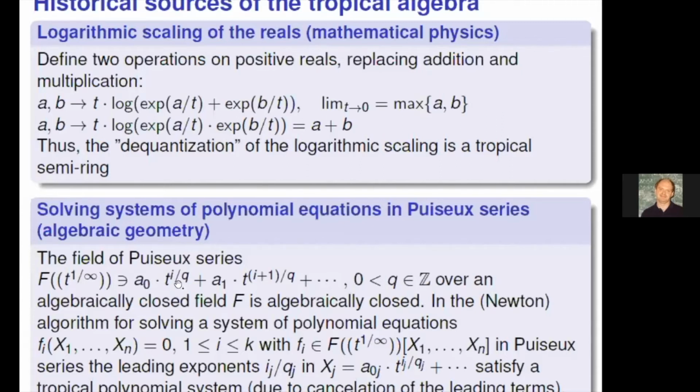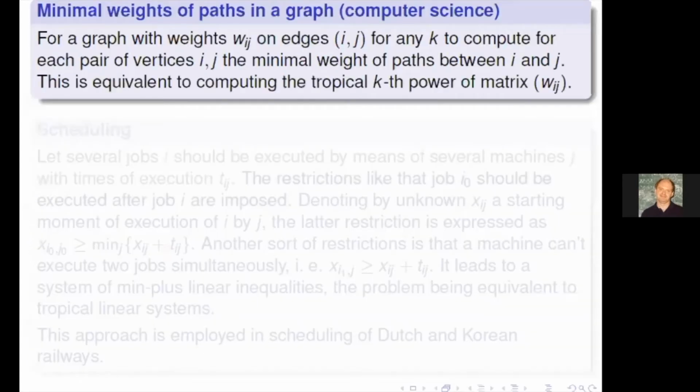So summarizing, in order to find the leading, in our case the least degree, the least exponent, you need to solve a tropical polynomial system. That was really the first historical source of the tropical world. Another source comes from computer science.